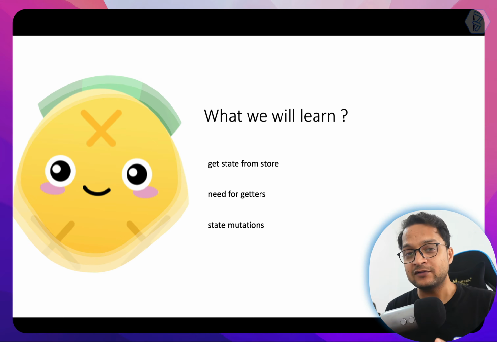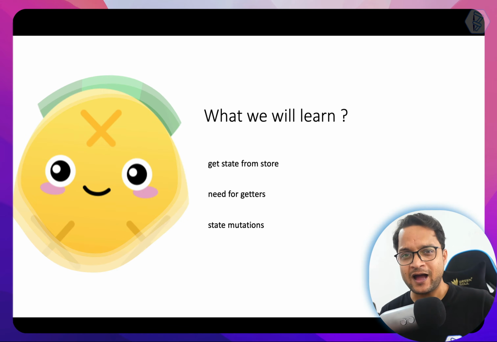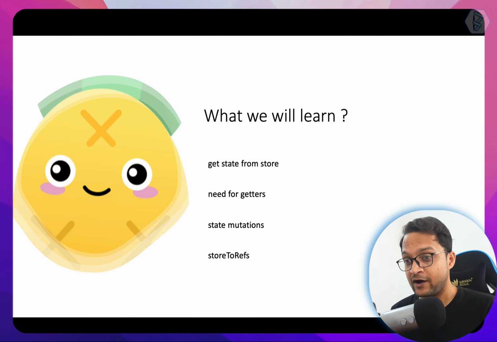After that, we will see what if we want to change something in our state. Like if we have an isAuthenticated user, we want to turn it false or true, how we can do that. After learning about state mutations, we will see what the storeToRefs function is and why we need it. It's really amazing and important.